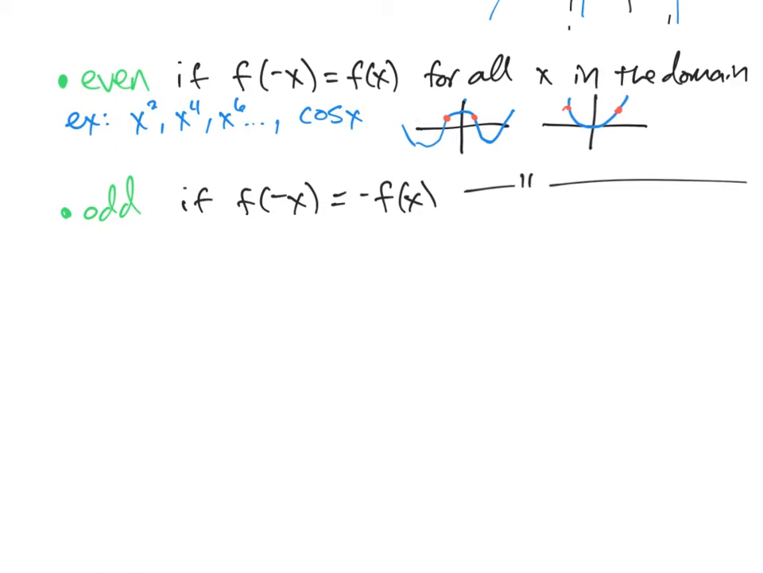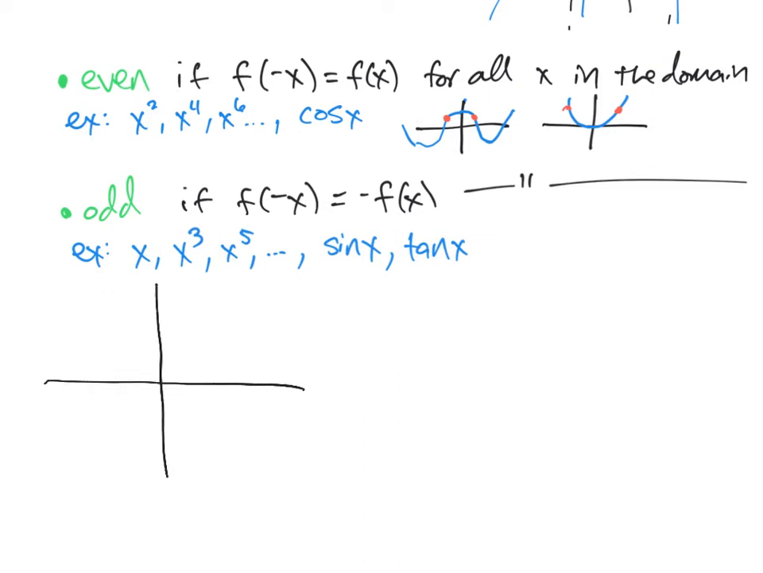Some examples of odd functions are similar. So any odd powers of x, x cubed, x to the fifth, etc. And then also sine of x, and for that matter, tangent of x are odd. And I always found odd a little bit harder to visualize. So let's draw an axis here. And let's start with sine of x. That looks like this.